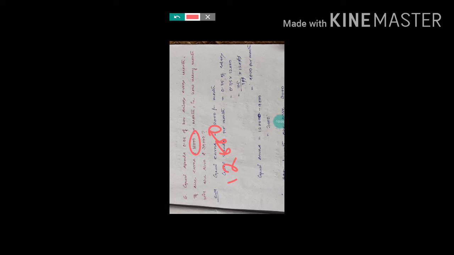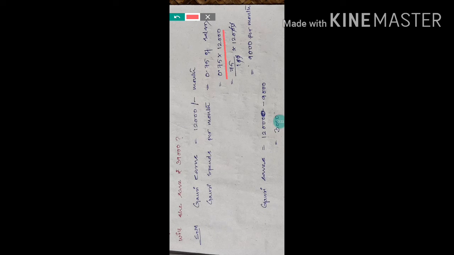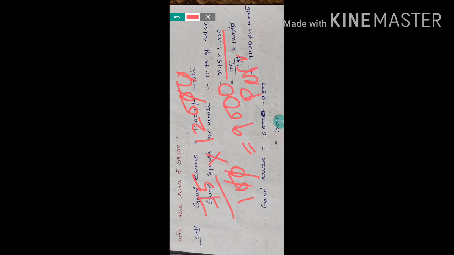So Gauri spends per month 0.75 of her salary. 0.75 of means multiplication; salary is how much? 12,000. See the calculation: 0.75 into 12,000. If you remove the decimal, you get 75 by 100 into 12,000. The denominator's 0s and the numerator's 0s get cancelled. 75 into 12 is how much? 900, and already a 0 is there, so a 0 is added. So this will be per month.